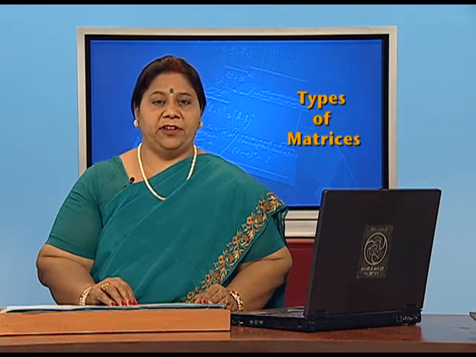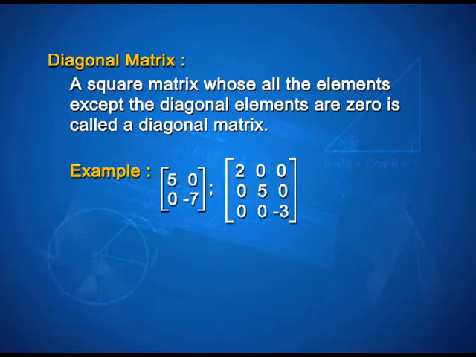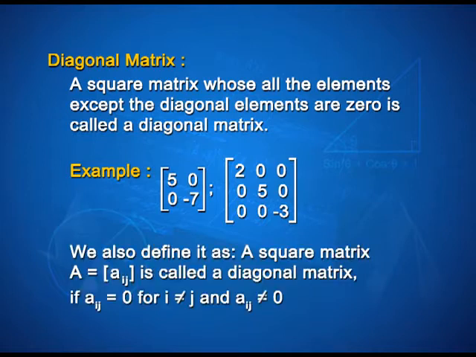What is a diagonal matrix? A square matrix whose elements, except the diagonal elements, are all 0 is called a diagonal matrix. For example, 5, 0, 0, minus 7, 2, 0, 0, 0, 5, 0, 0, 0, minus 3. We also define it as: a square matrix A = [aij] is called a diagonal matrix if aij is equal to 0 for i not equal to j, and aij not equal to 0 for i equal to j.